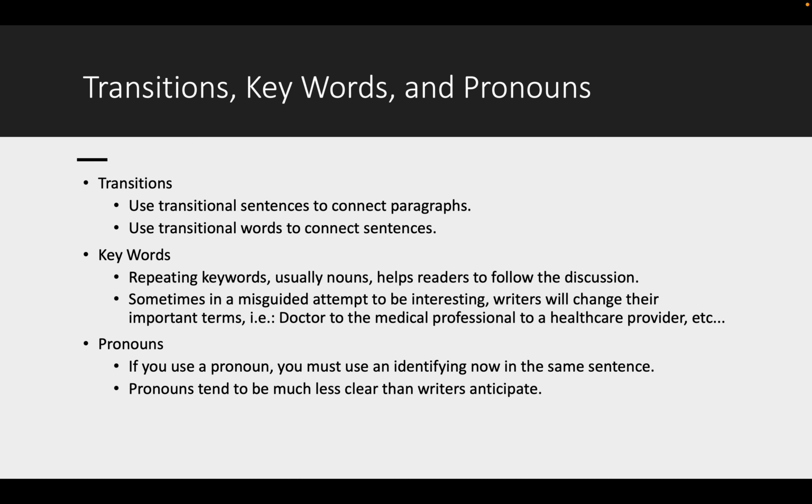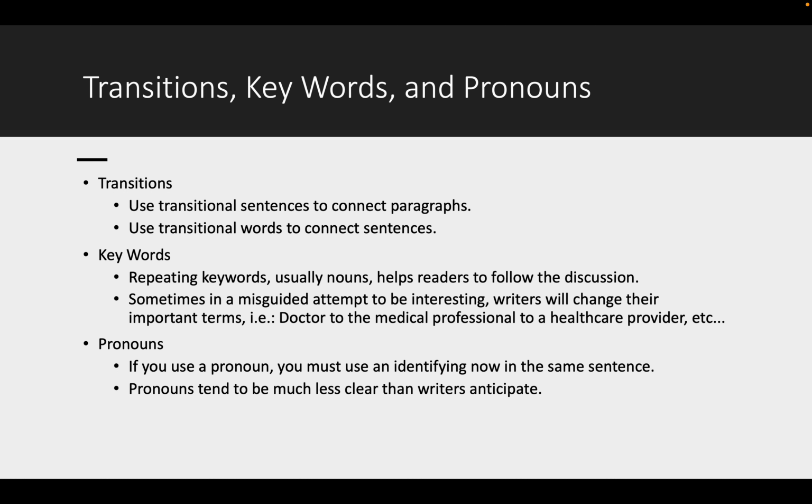So for the example I have here, maybe we're talking about a doctor in a document. If I'm writing an academic essay or creative writing or something like that, maybe I want to switch it up to be interesting. Don't do that in technical writing. Doctor is always doctor. If it's a doctor, it's not a medical professional, it's not a healthcare provider, it's not any of those things. We're going to be consistent with our keywords and terms.